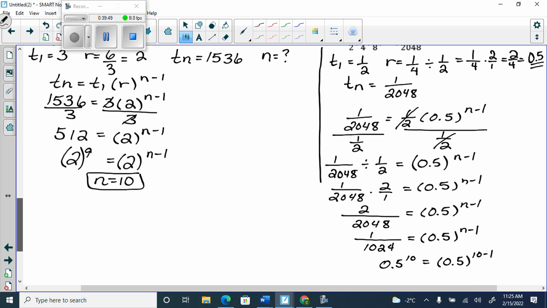Sorry, n minus 1. If this is one you struggled on, you should be highlighting. So this is 10 and this is n minus 1. What must n equal? 11, because 11 minus 1 is 10.